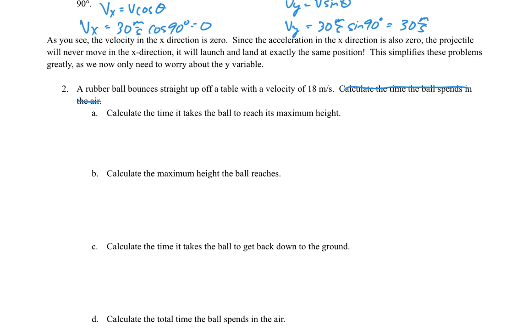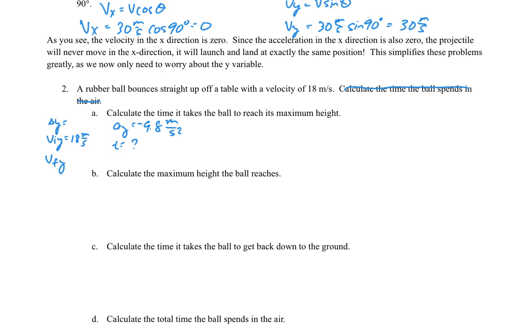So in the past, over the last few days, we've been listing our variables in both the x and the y side. We're not going to need to list our variables in the x side because nothing is happening in the x side. So I'm just going to list my variables in the y side: delta y, v initial in the y, v final in the y, the acceleration in the y, and time. And as we've talked about, we know that our acceleration in the y is always going to be negative 9.8 meters per second squared. We're trying to find our time, so that's my question mark. We want to put in our initial velocity, which we're given as 18 meters per second.